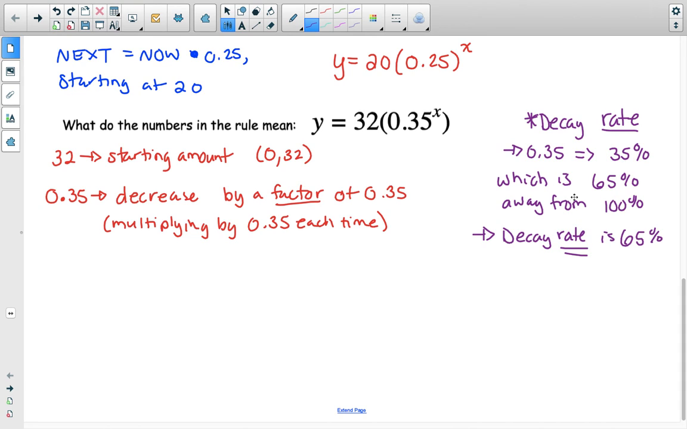You don't see this number in the equation because we have to determine how far the percent is away from 100%. That's the difference between the factor. Factor is the number we see because that's what we're multiplying each time. The rate is the percentage that it is decreasing by each time.